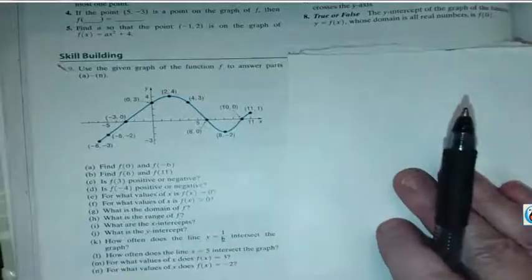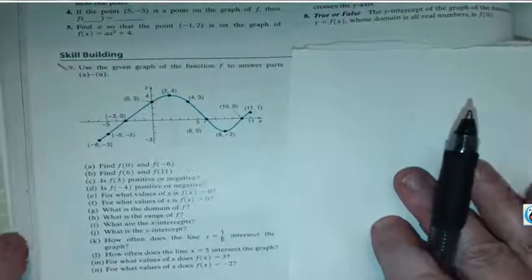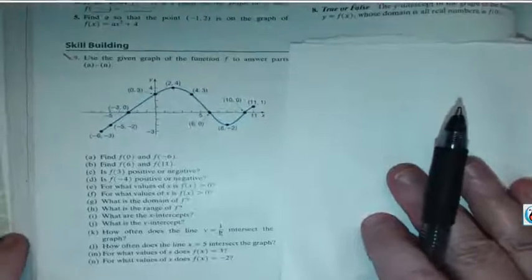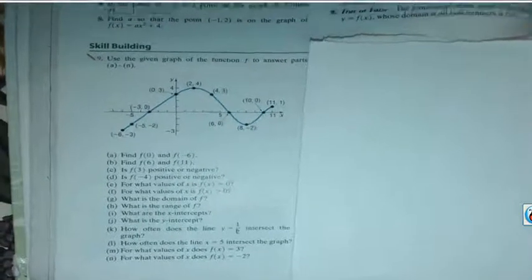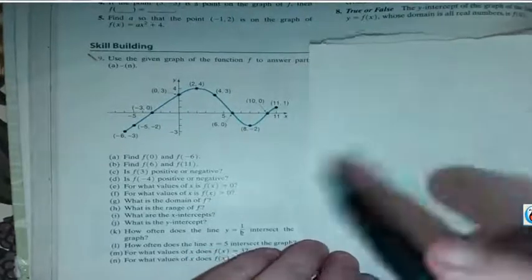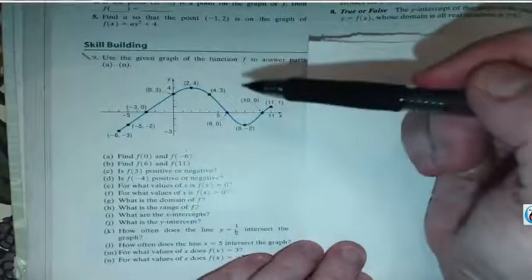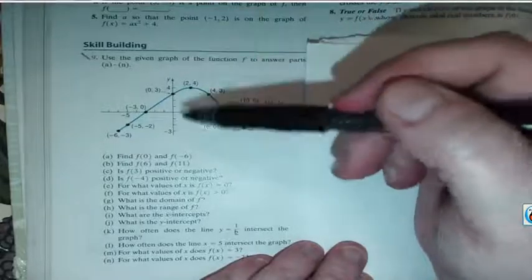We're going to continue with graphs of functions. So something like this. Let's have a look at these. Okay, so we have a graph here. This is a function. It passes the vertical line test.